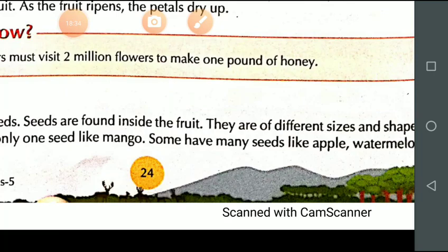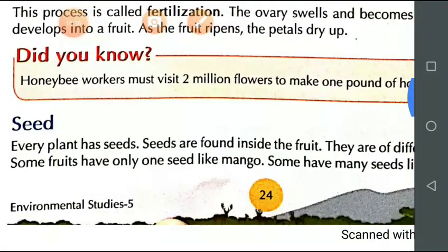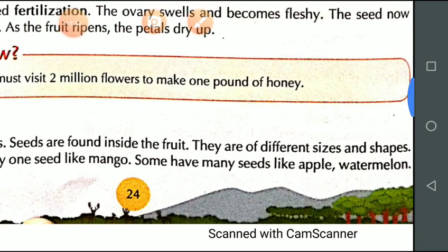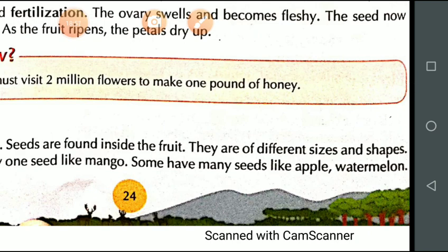They are of different shape and size. Some fruits have only one seed, like you can give the example of mango. Some have many seeds, like four or five seeds you can see in the fruit apple. And if you see watermelon or papaya, then you will see a lot of seeds inside this fruit.